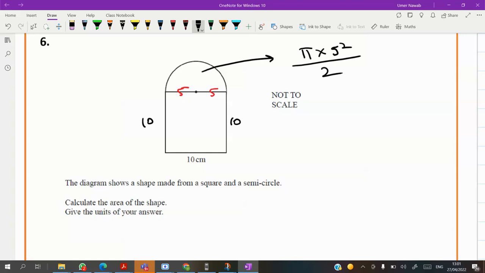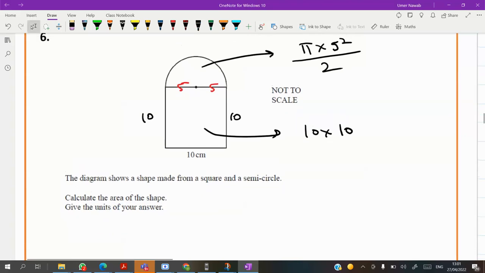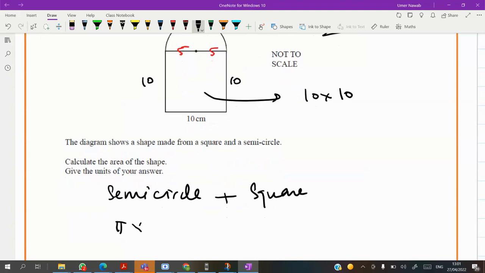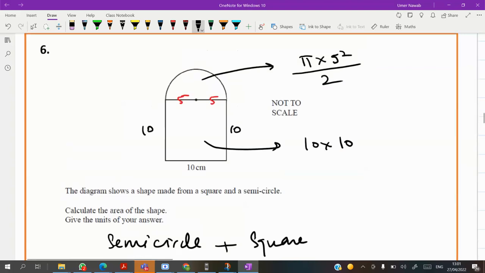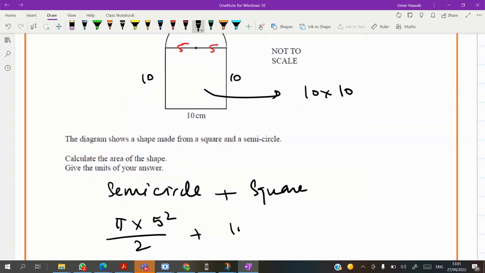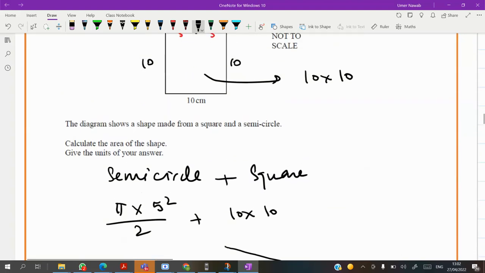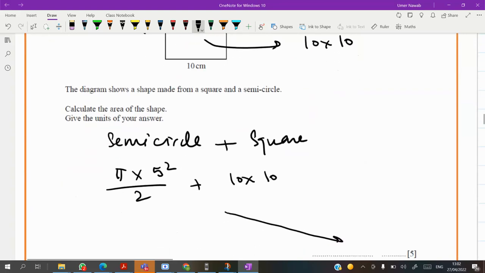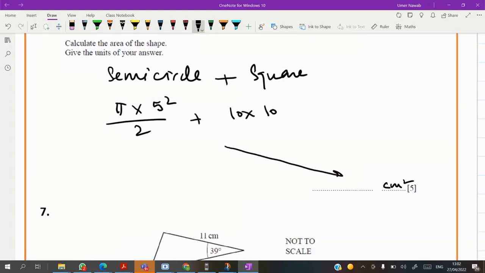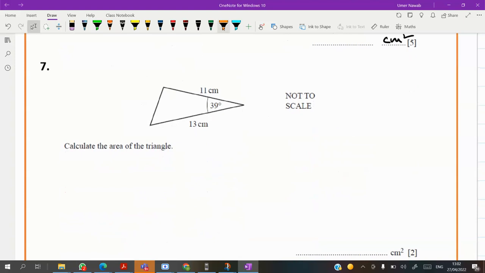This is 10, this is 10. So area of a square is 10 times 10. If we want to find the area of the shape, we need to add semicircle with the square. The semicircle is pi times 5 squared over 2 plus 10 times 10. Then we get the final answer. Be careful with the units. Since it is in centimeters, my final answer will come in centimeters squared. Now, the two sides are given and the included angle is given.